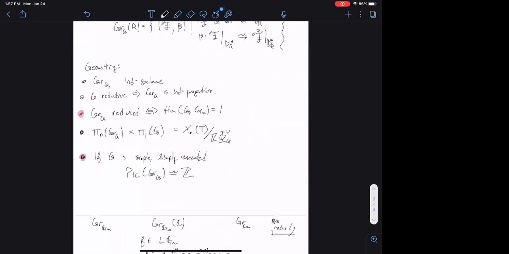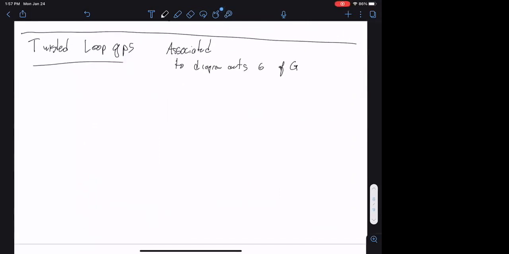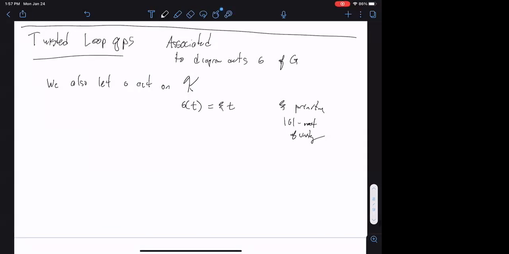If I let my automorphism also act on my base field, I will abuse notation here, but we also let sigma act on K by sending the uniformizer: sigma of t will be equal to xi t, where xi is a primitive root of unity of order equal to the order of sigma. So I take an automorphism, I let it act both on my finite group and on my field, and I can take fixed points and produce twisted loop groups.